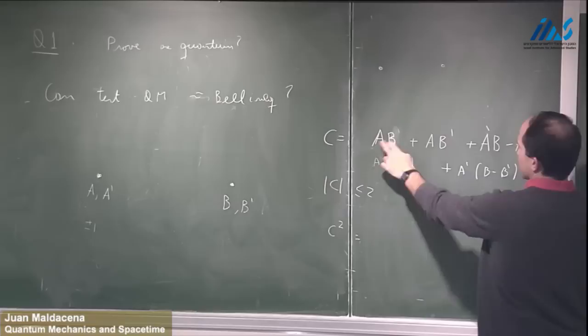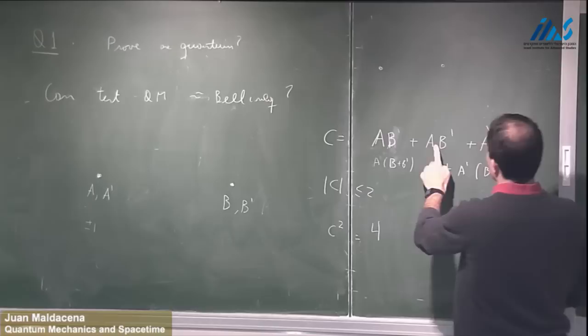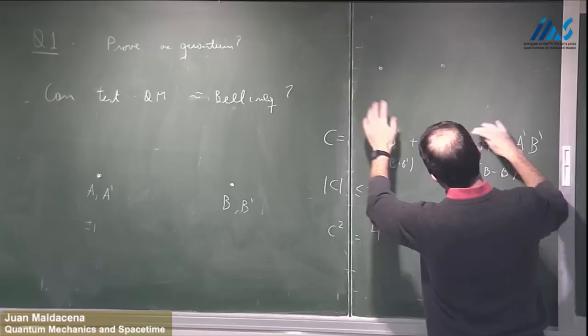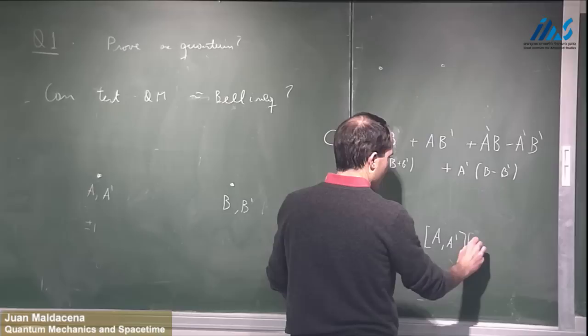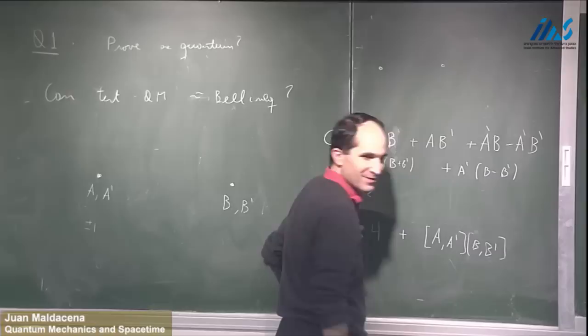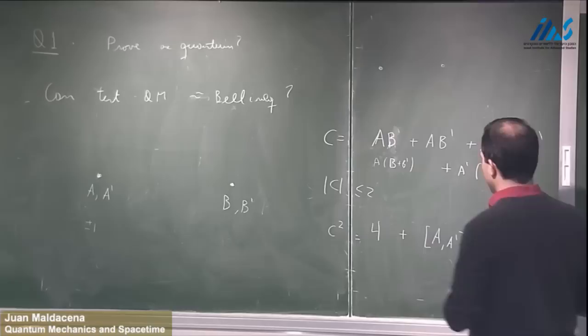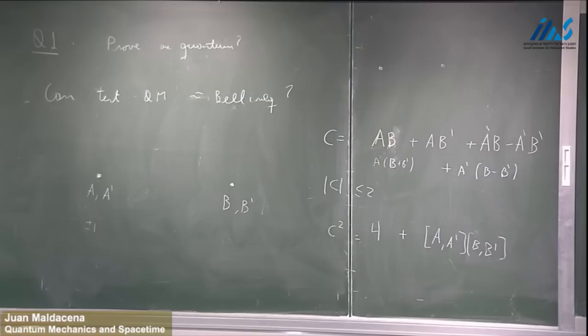And so we get a factor of 4, because we had 1 plus 1 plus 1 plus 1. And then we have all the products of the various ones, which give a bunch of terms. This bunch of terms can be rearranged into the commutator of A with A prime and the commutator of B with B prime. If you've never done it, just do it, because it's fun. So in this way, you see the new feature of the quantum theory, which is that there could be here a non-trivial commutator. Now, how big can this commutator be?